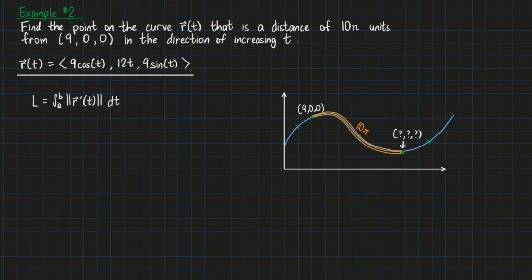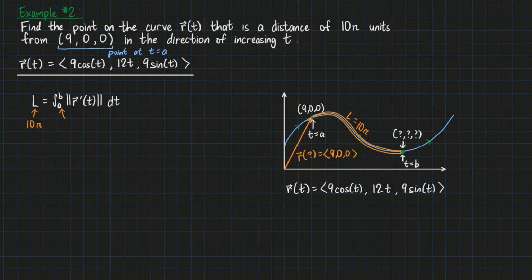So the 10 pi, that's actually the arc length L, and that's from t equals a to t equals b. So (9, 0, 0) is the point at t equals a. The thing is, we're not plugging points into our lower and upper bounds, we're plugging in the t value. So we want to find the t value at which we get the point (9, 0, 0) on the curve. So at a certain t value, we have a vector which points to (9, 0, 0), and now we want to solve for what that t value is.